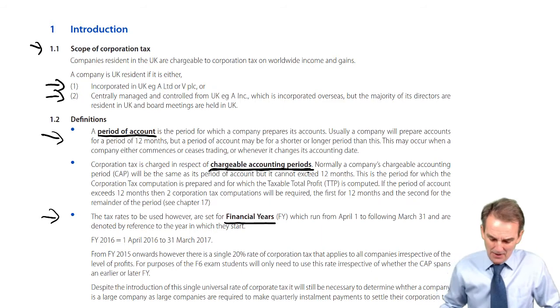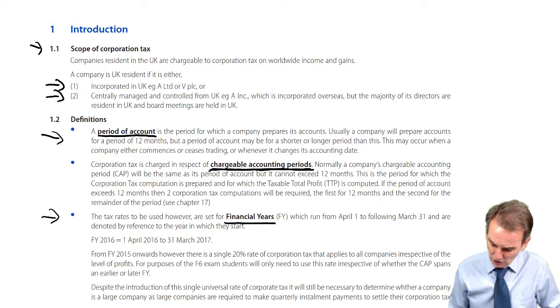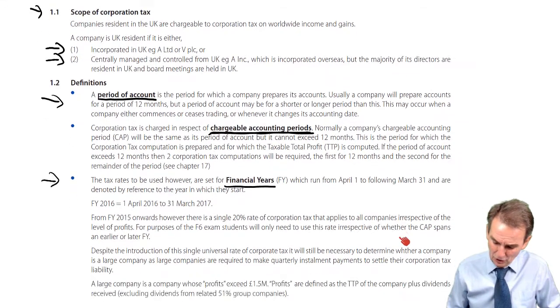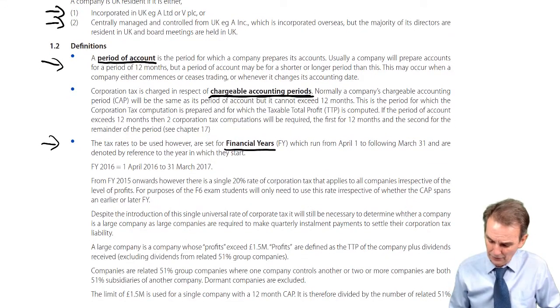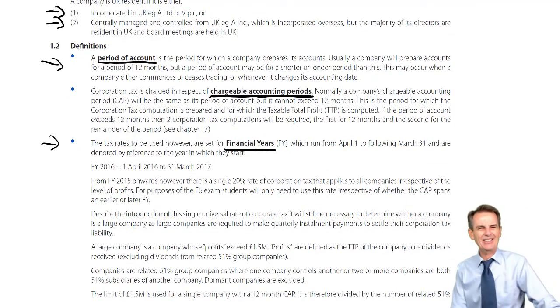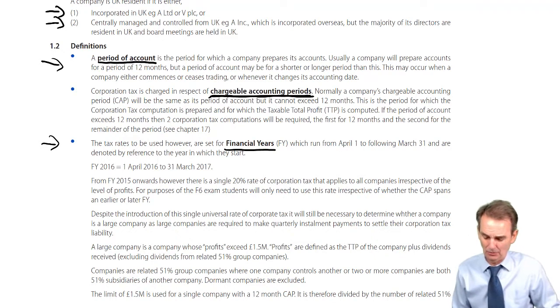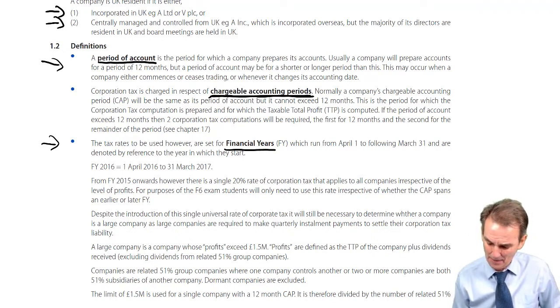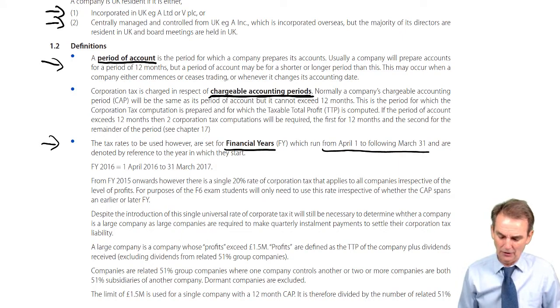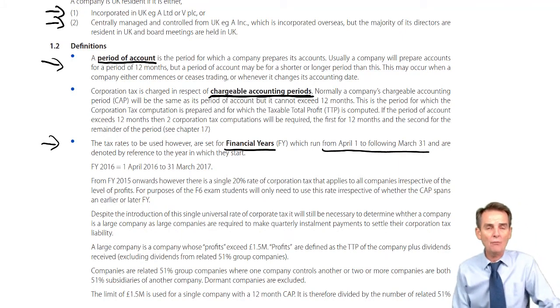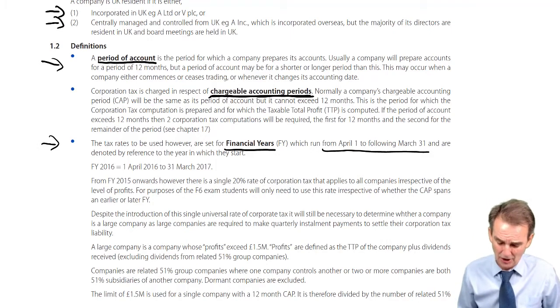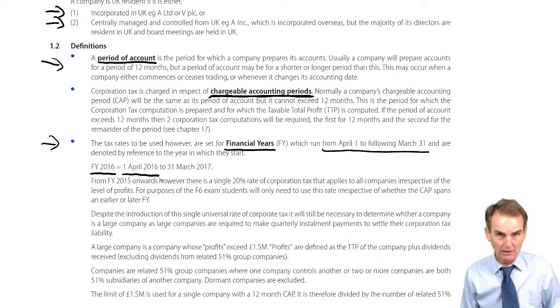Right. We then have this financial year issue. Financial years run from slightly more sensible dates than the tax year that we dealt with in personal tax. They run from the 1st of April through to the following 31st of March, and they are denoted by reference to the year in which they start. So financial year 2016 begins on the 1st of April 16, and that would go through to the 31st of March 17.